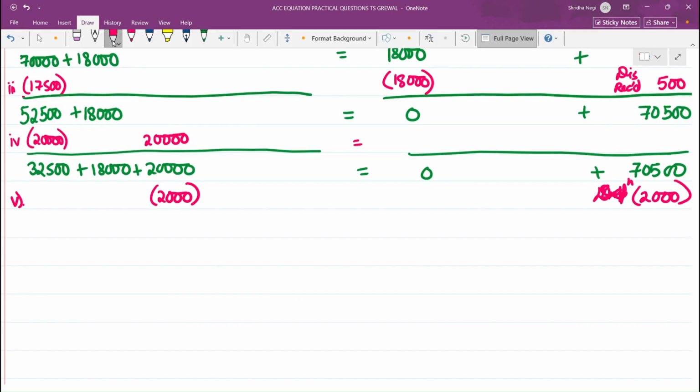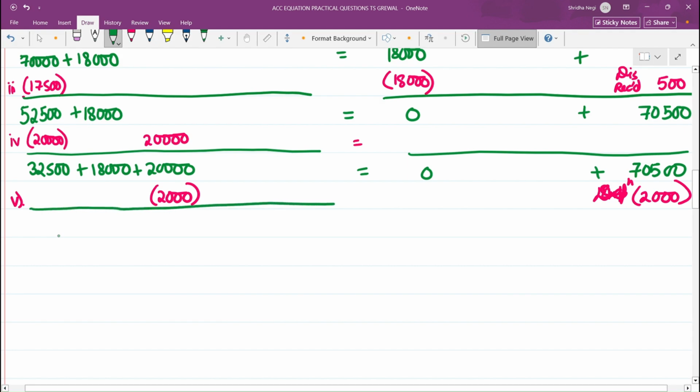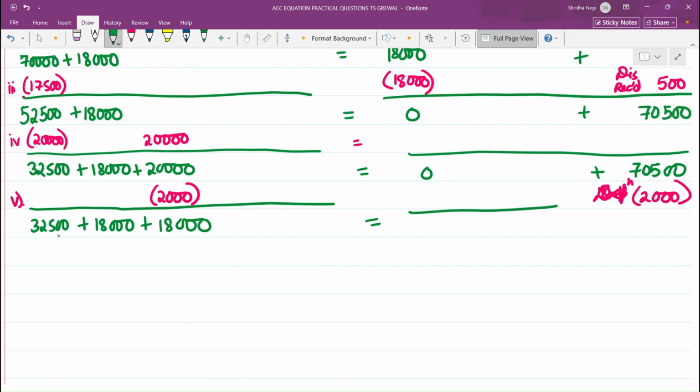ठीक है? Now let's see what will come down. तो आपका cash will be 32,500, 18,000 stock, and your machinery will be 18,000. This is equal to, creditors are 0, plus depreciation minus करेंगे, तो how much?